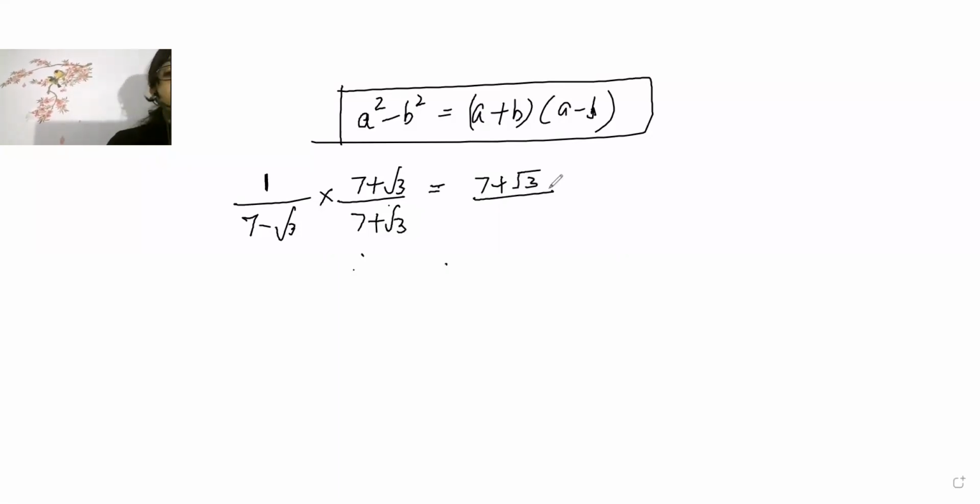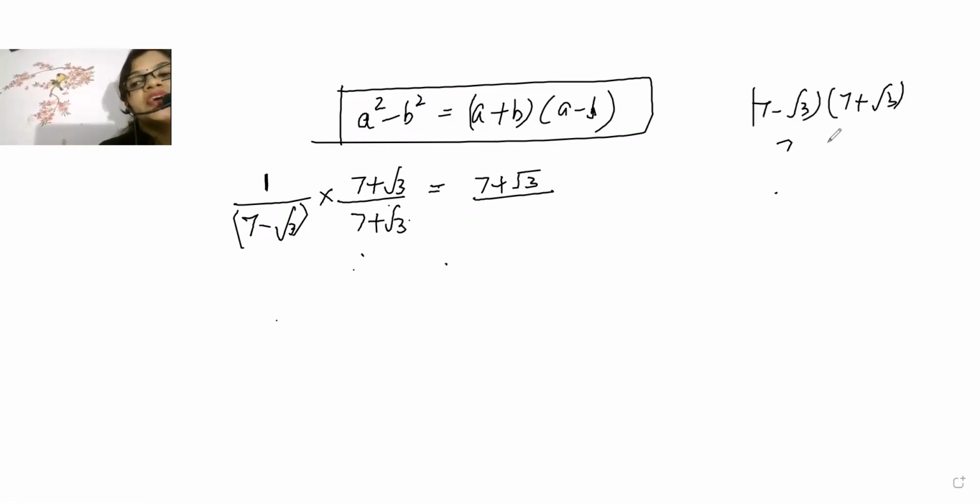Now here we have a minus b and a plus b. It is coming in the format a minus b into a plus b. And what is the formula of a minus b into a plus b? If you take 7 as a and b as root 3, then it looks like a minus b into a plus b. So a minus b into a plus b will be written as a square minus b square. So b is root 3.